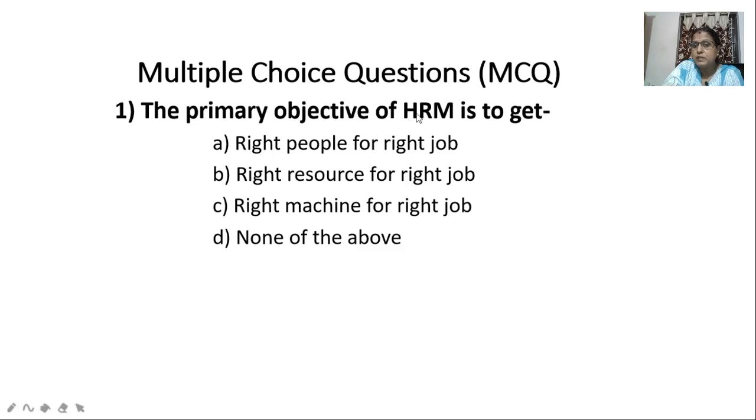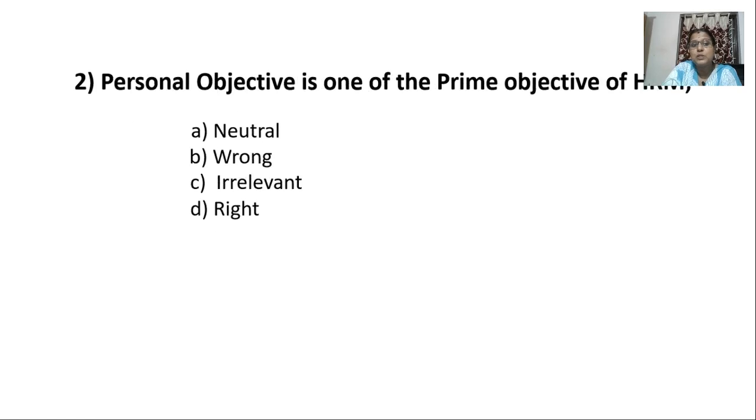The primary objective of HRM is to get: right people for the right job, right resource for the right job, right mission for right job, or none of the above. In the beginning of the session itself, I told you about the objective, that is the right people for the right job at the right time. So the primary objective of HRM is to get right people for the right job, and the answer is A. Now let's move on to the next one.